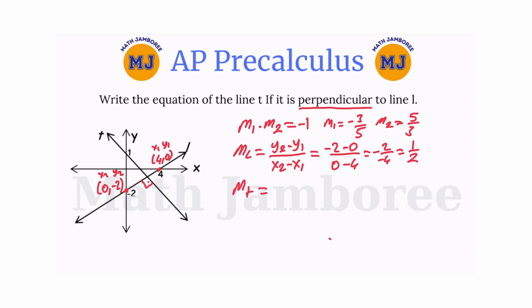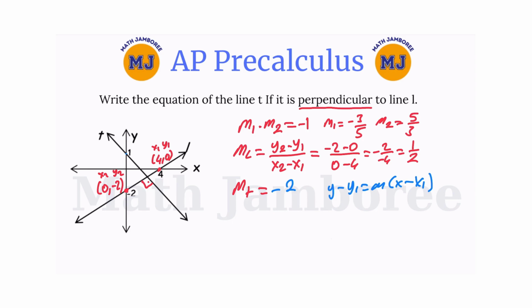It has to be the opposite reciprocal of 1/2, which is going to be, first of all, negative: -2/1, which is -2. So to write the equation of the line T, you will use the y minus y1 equals m times x minus x1 formula. This formula is called the point-slope formula. So the line T, what do we know about it?